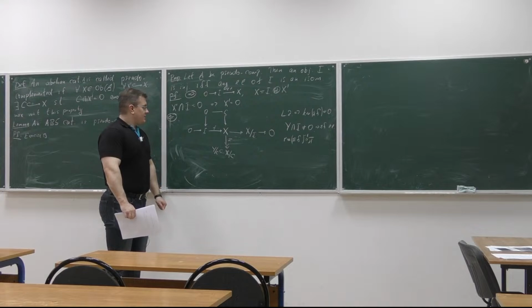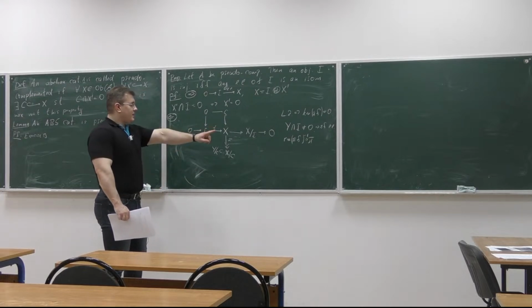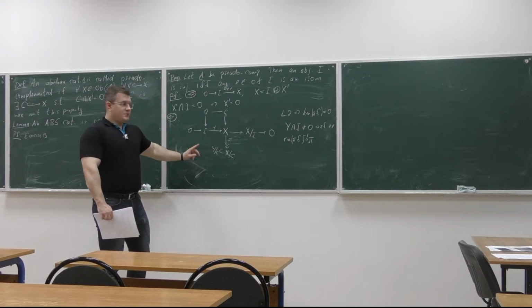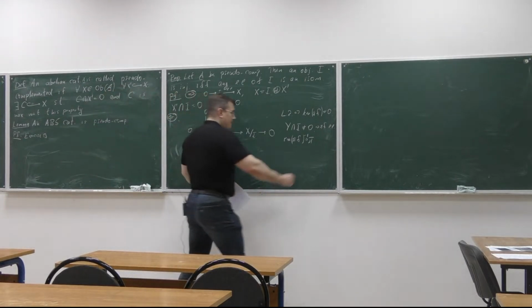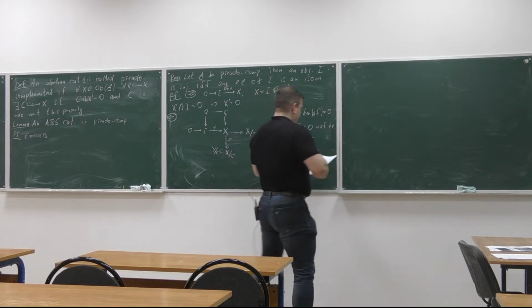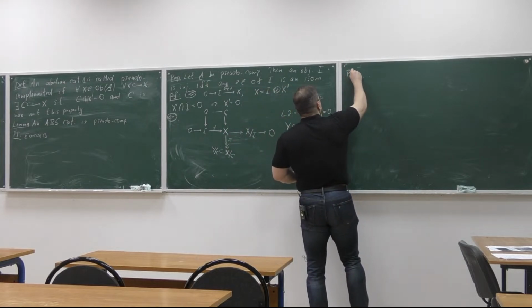So clearly, if I take composition of this R with F, I'll get the identity. So hence this is the retraction, and this thing splits. Okay, next proposition.